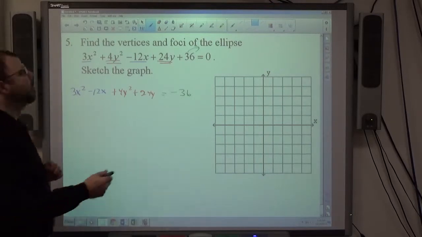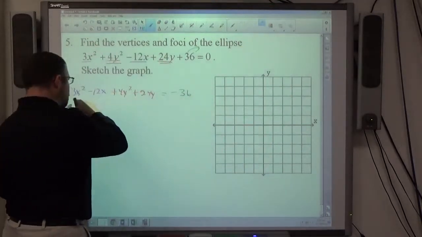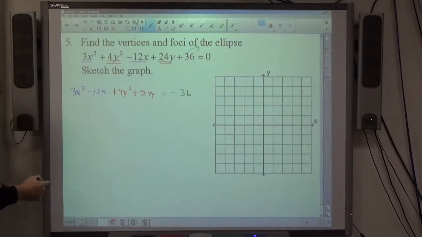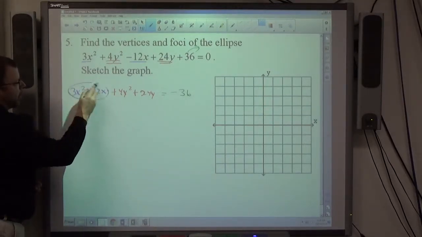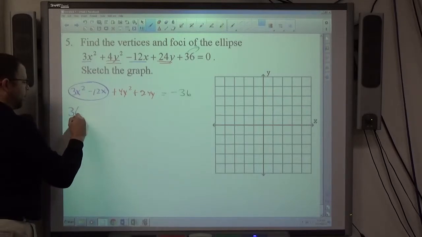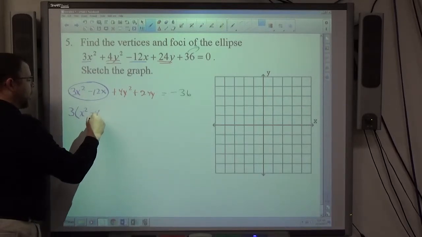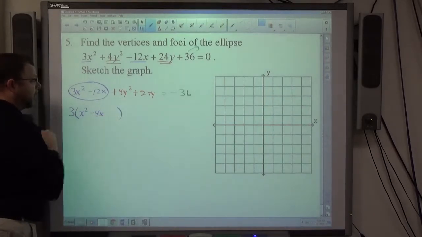Priority 2, we want to have x squared and y squared. We don't want numbers in front of those, even if it doesn't divide evenly. So for the blue part here, I'm going to take a 3 out. That leaves me x squared minus 4x, leaving some space for completing the square.